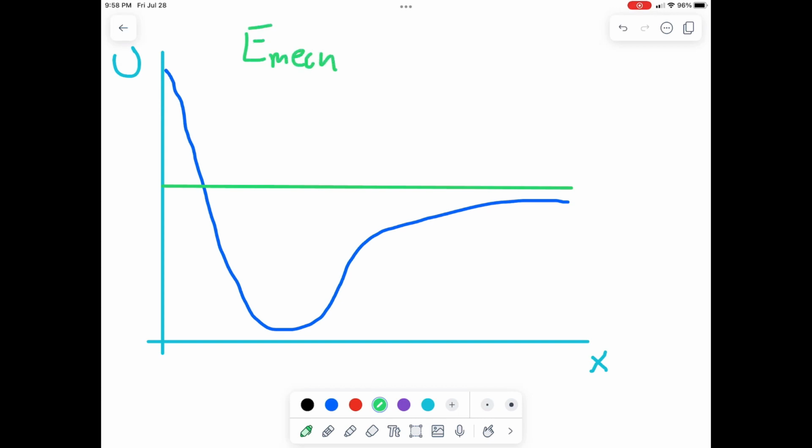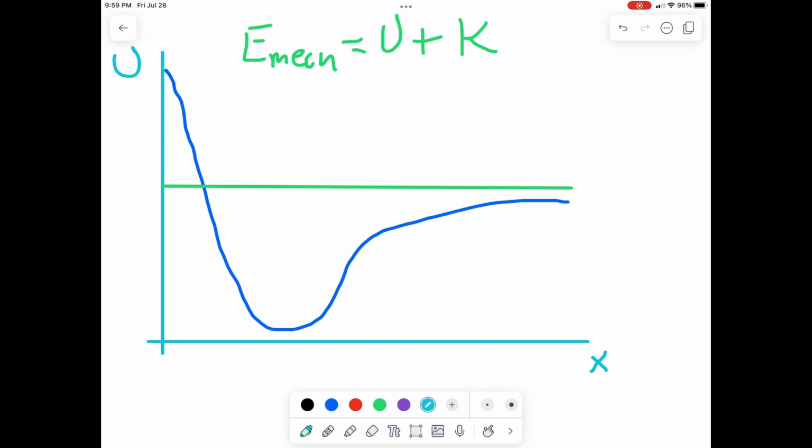So my mechanical energy is just equal to my potential energy plus my kinetic energy. So my mechanical energy can be thought of as my total energy in the system. And something to notice is that mechanical energy is always constant, and this has to do with conservation of energy.